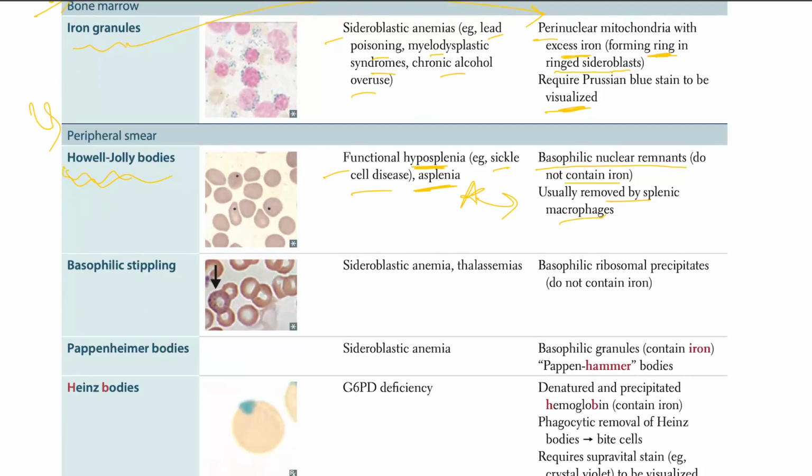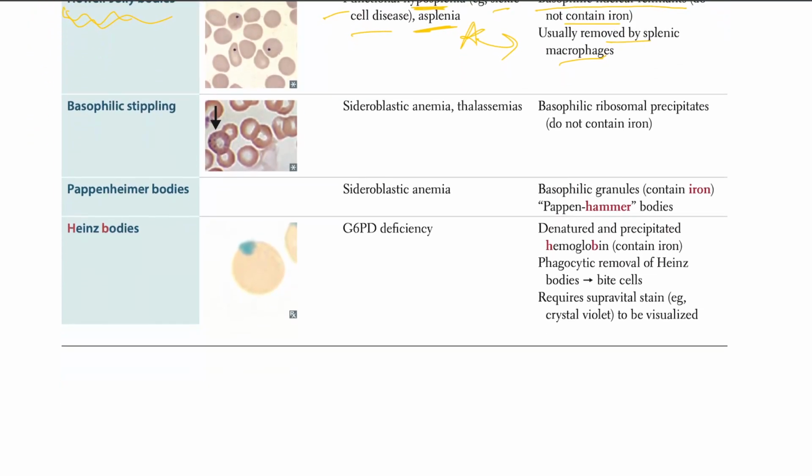Okay, then you have the basophilic stippling, seen in sideroblastic anemia and thalassemias. They are basophilic ribosomal precipitates, and they do not contain iron.